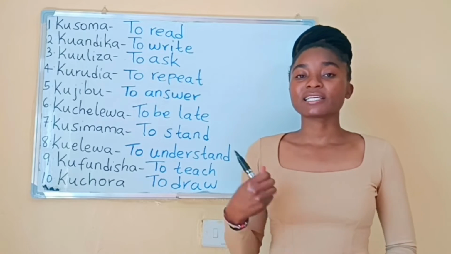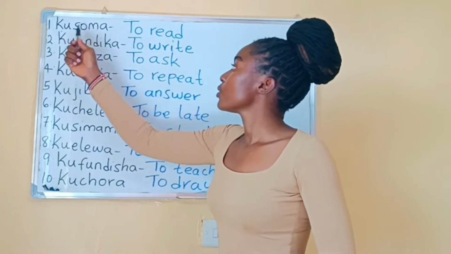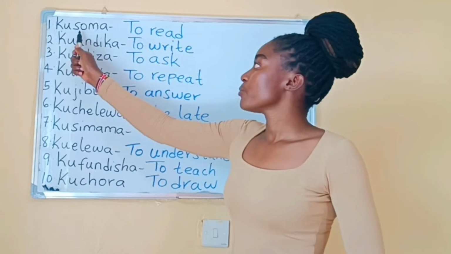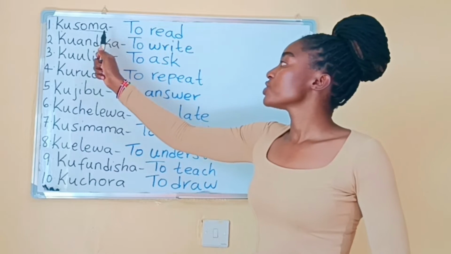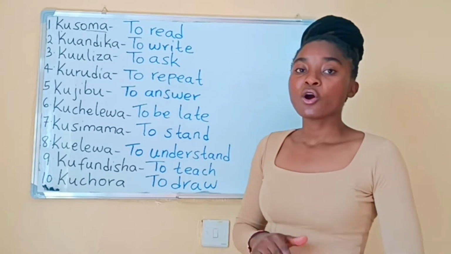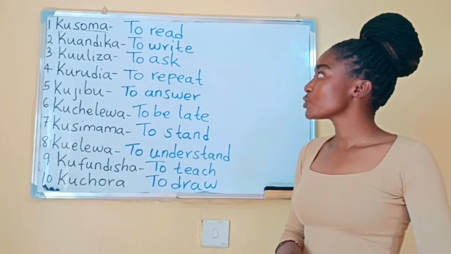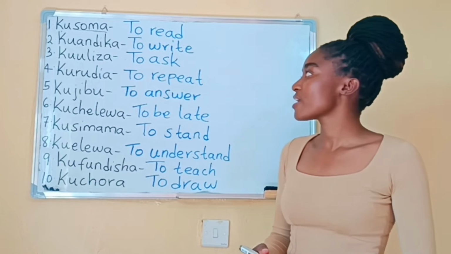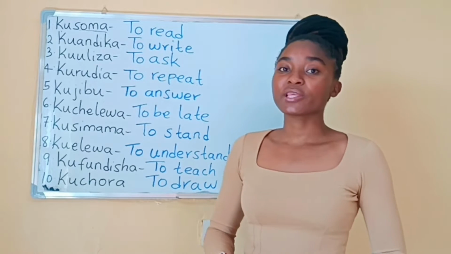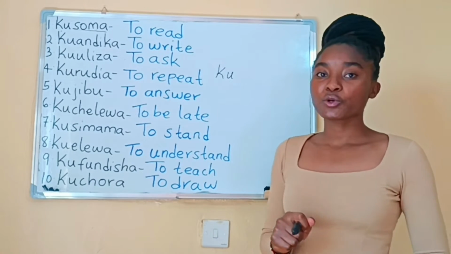When using them in a sentence, some of them will retain this ku, and some of them you will drop the ku and remain with the root verb, which is soma, okay? As we continue learning, I'll be giving you examples. So don't ask yourself, why is she writing to instead of just saying read, write, you know? So most of the Swahili verbs start with ku, which is just to, okay?